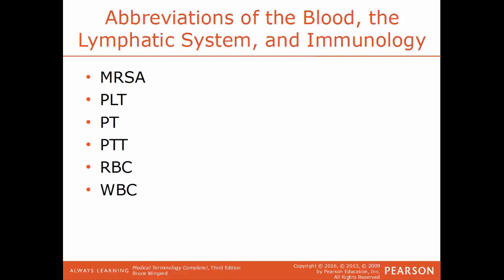MRSA, methicillin-resistant Staphylococcus aureus, basically the bacterium Staph aureus that has mutated to the point where it's now resistant to the common antibiotic treatment of methicillin. PLT, platelet count. PT, prothrombin time. PTT, the partial thromboplastin time. Both of those are in reference to a coagulation time test. RBC, red blood cells. WBC, white blood cells.